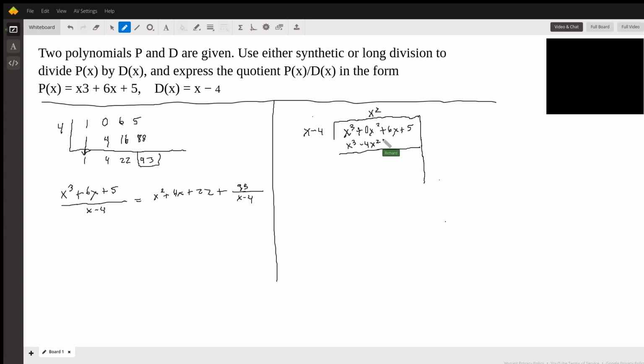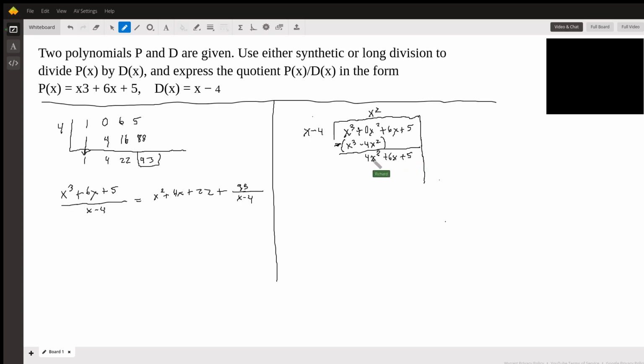And now we're going to subtract. People make this mistake so many times that I've gotten in the habit of putting a big bracket around it and putting a big negative in front of it so that you can remember and not make any sign errors. Because we're subtracting, this is going to become 4x squared plus 6x plus 5.